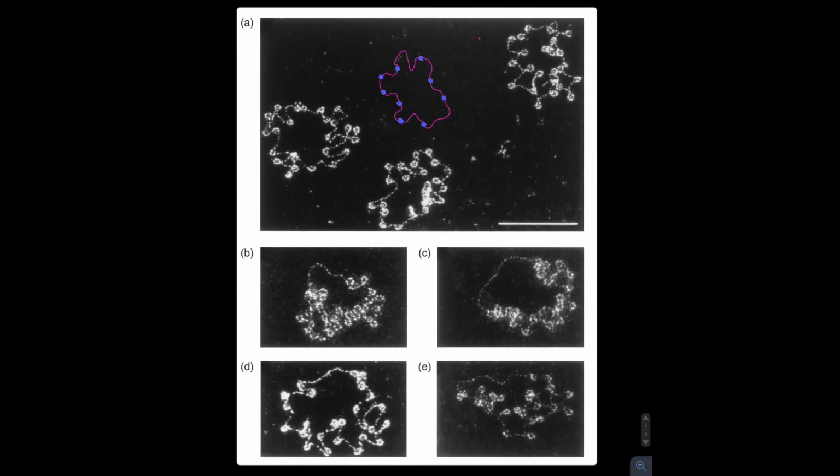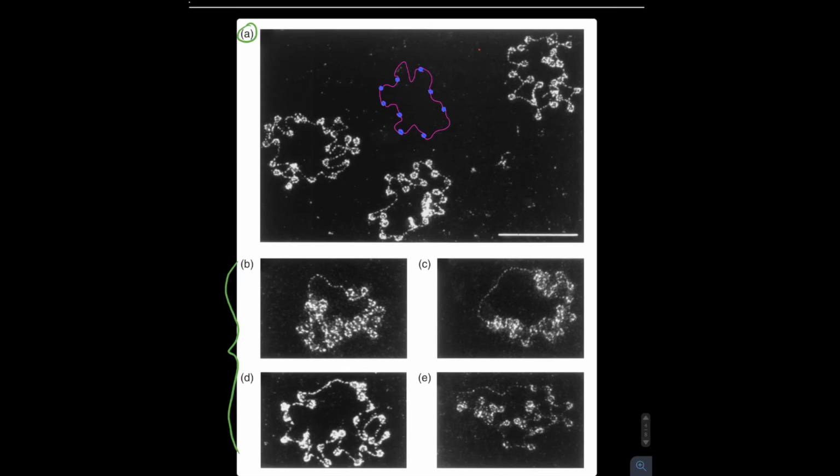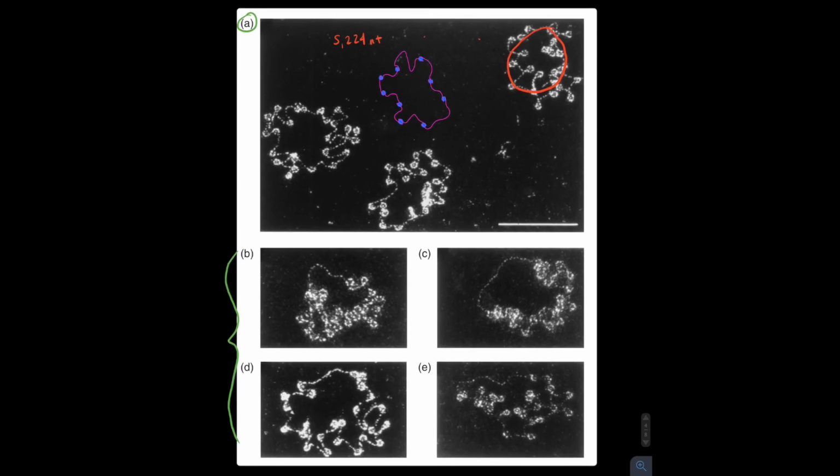Now, just to orient you, what we're looking at here are two populations of SV40 mini-chromosomes, the first being in panel A, and a second population in panels B through D. Each of the mini-chromosomes is a circular strand of DNA with a length of 5,224 nucleotides, and each of them has about 24 nucleosomes complexed within its structure.